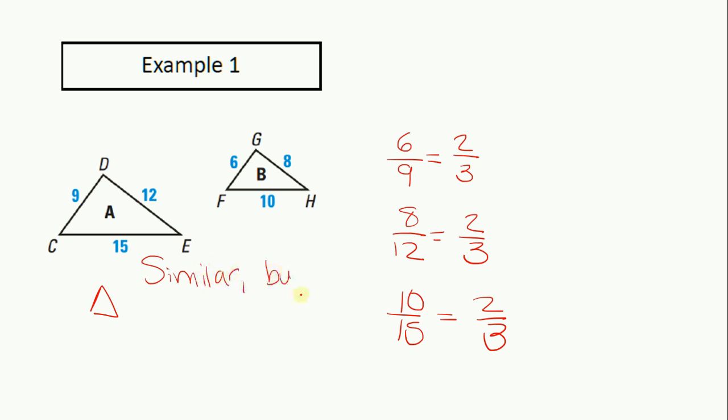And it is by SSS that I can call them similar, because I do not have any angles congruent at all. But let's go ahead and write my similarity statement. So I'll have CDE is similar to triangle FGH. So I went bloop, bloop, bloop. I gotta do the same thing. There we go.